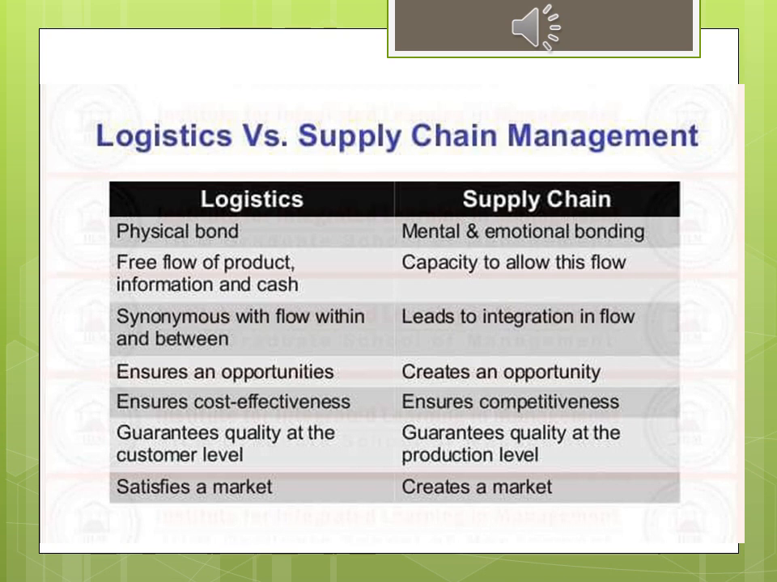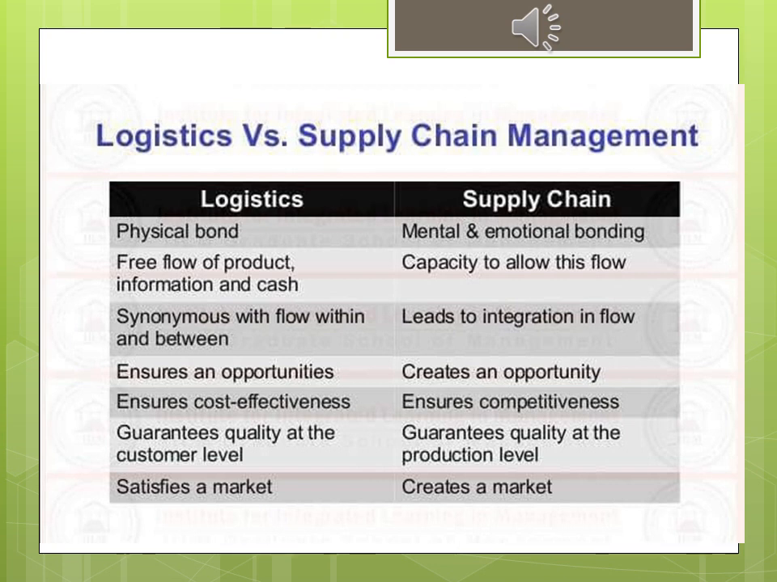It ensures an opportunity, creates an opportunity. Ensures cost effectiveness, ensures competitiveness. So this is another thing, because the objective of supply chain management is to have competitiveness, so supply chain helps us to achieve that objective.